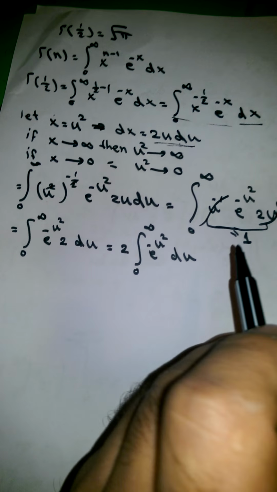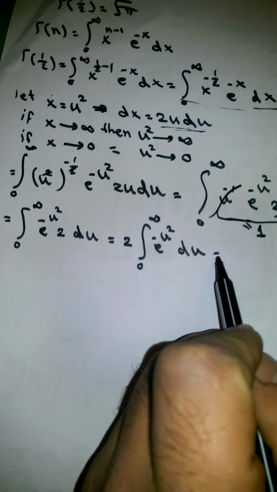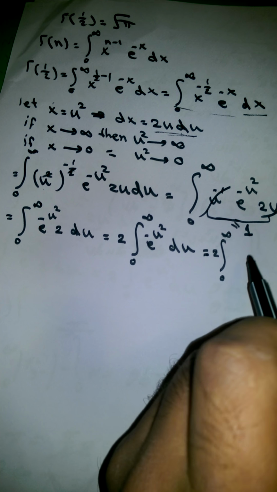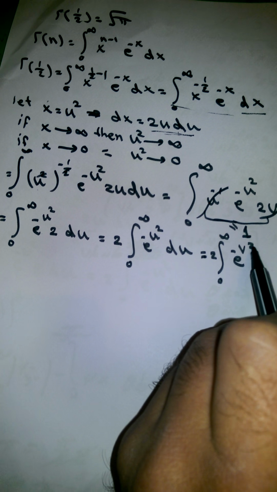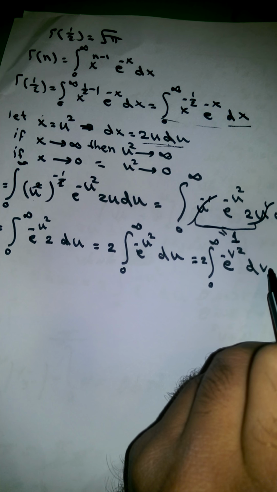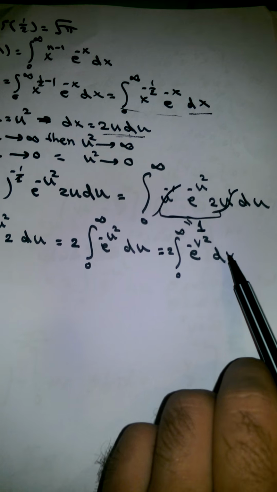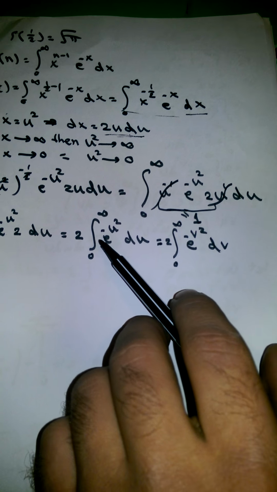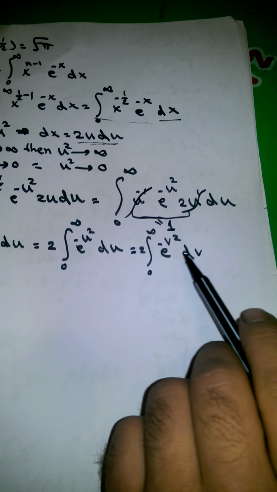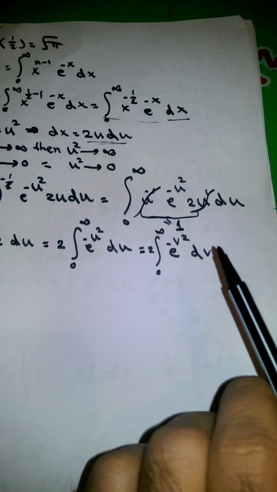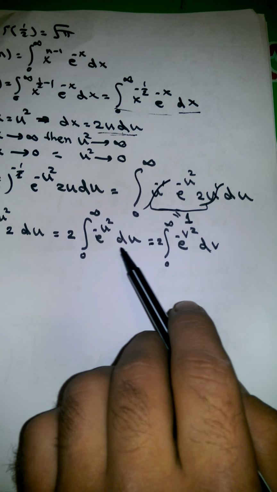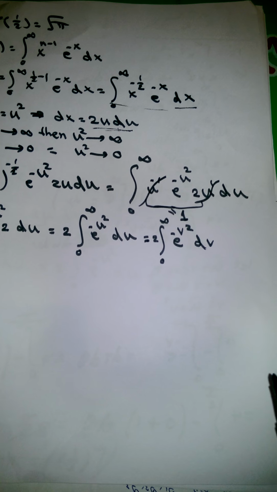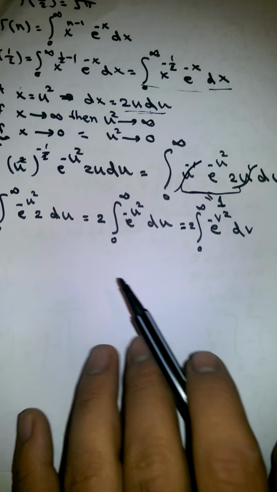And we can say this integral is the same as the integral from 0 to infinity e to the power minus v square dv. It is just the name of the variable. This integral is in u and this integral is in v. They are the same. There's no difference between these two integrals, just it's u, it's v. So they are exactly the same mathematically.